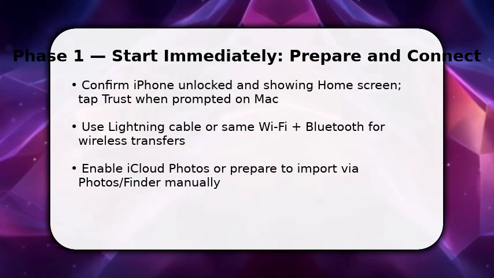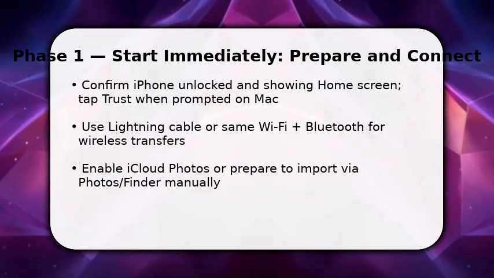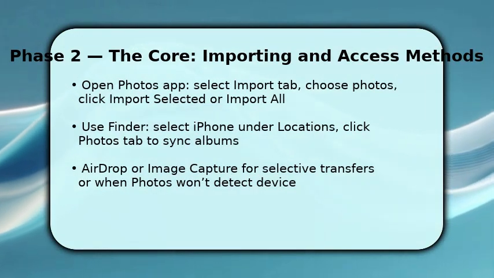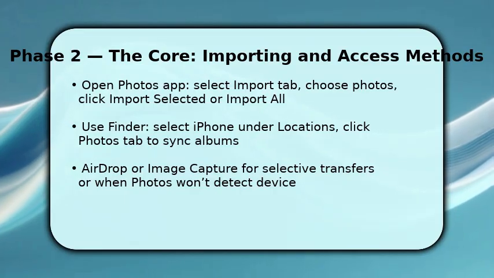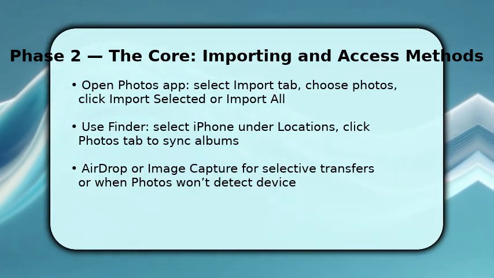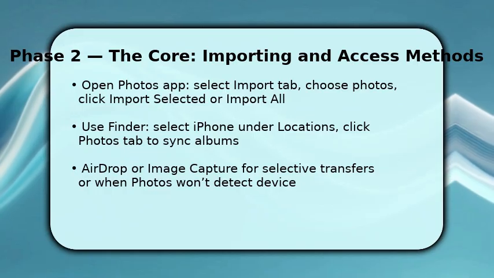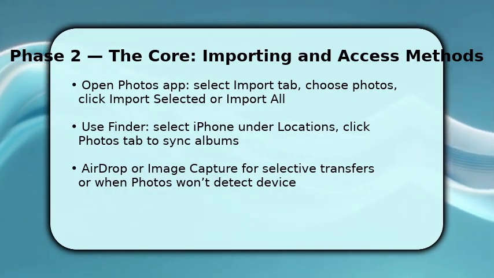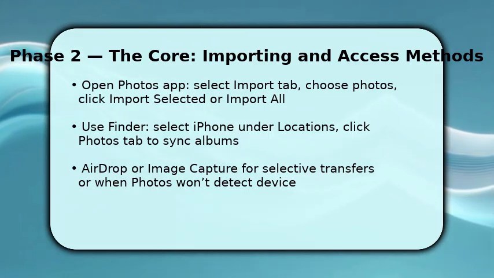Once connected, open the Mac Photos app and select the Import tab. Choose specific images and click Import Selected, or use Import All to grab everything. If you prefer file-level control, open Finder, select your iPhone under Locations, and use the Photos or Files sync options to move albums. For occasional single images, AirDrop is faster.